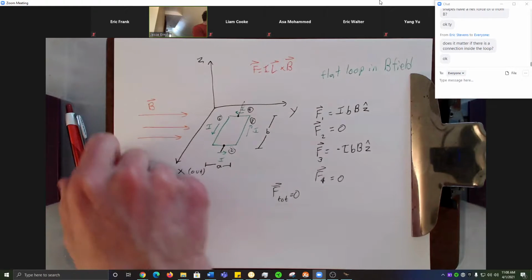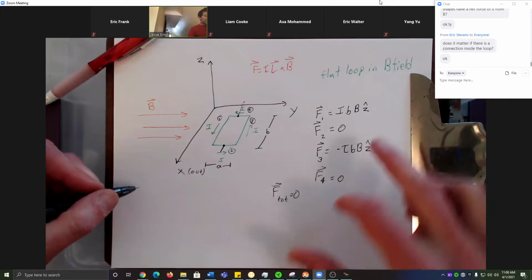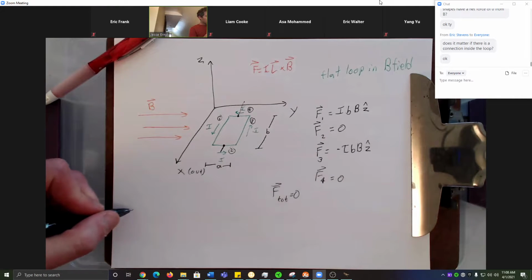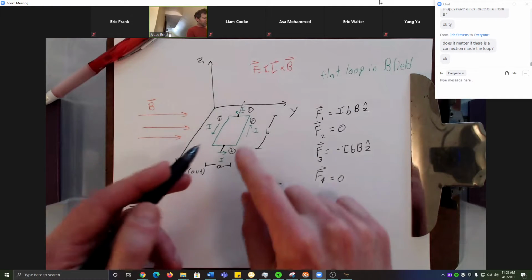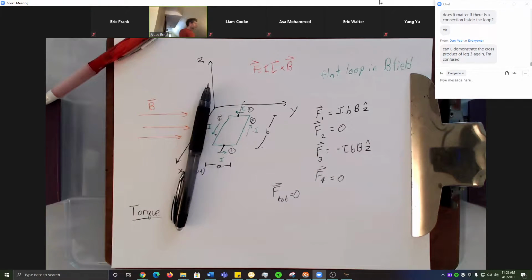Okay, but I want you to notice something. I don't know how much time, but you should have done this in 140. So questions so far on this? Okay, so let's look at the torque. The total force is 0, but that doesn't mean the loop sits still. Here's our rectangular loop, and it can rotate this way. What we just found is that on leg 1, there's a force in the Z direction, and on leg 3 over here, there's a force in the minus Z direction. So obviously, if this thing can rotate on this spindle, it's going to.